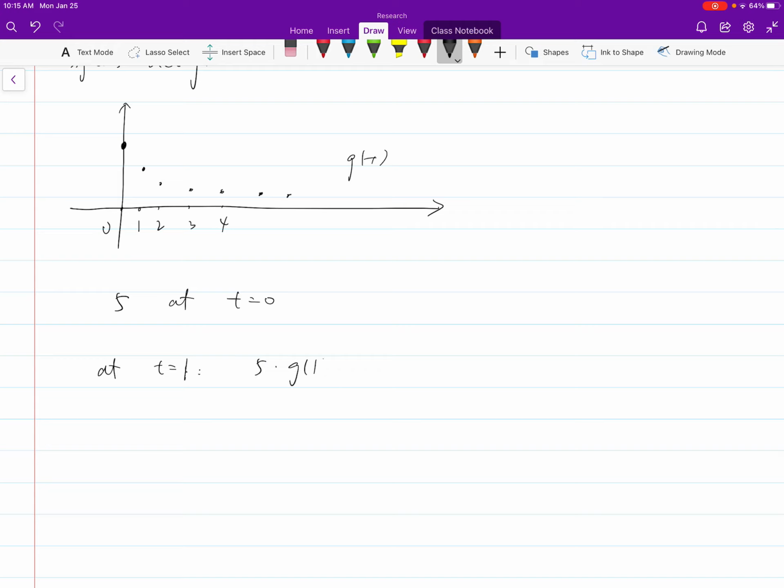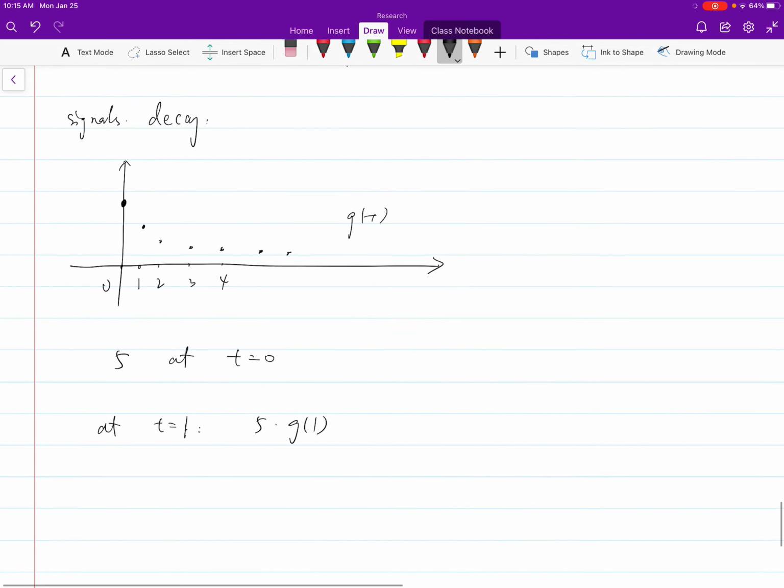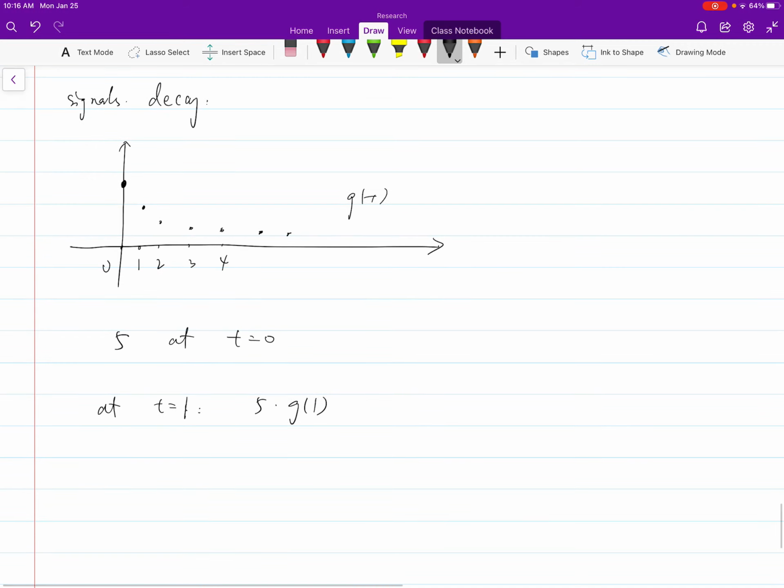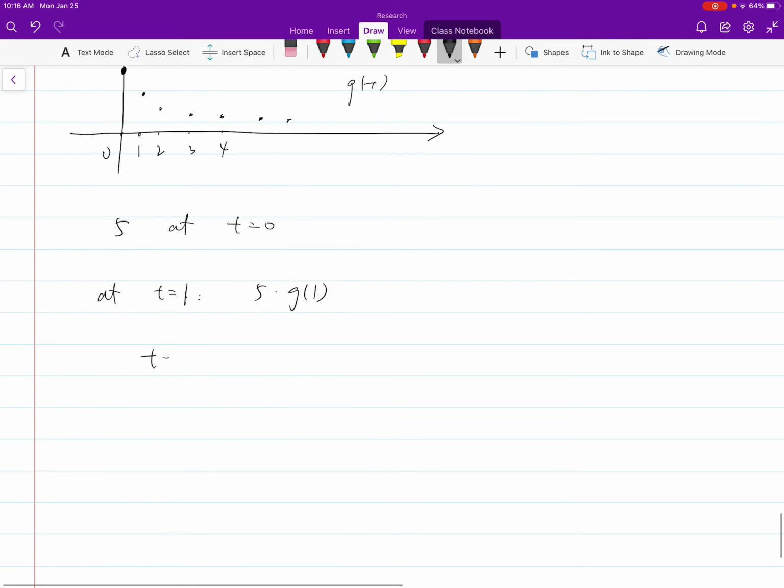Then what you do is you use 5 times g(1), because g(1) quantifies your decay. Usually it's exponential decay. Okay, so if you have a signal with strength 5 right away, you receive 5. But if you wait for 1 second, what's going to happen? The signal is going to decay. It's not as strong as 5 anymore. After a second, it's going to be smaller than 5. But how small is that? It depends on your channel. It depends on your gadget, how fast that thing decays.